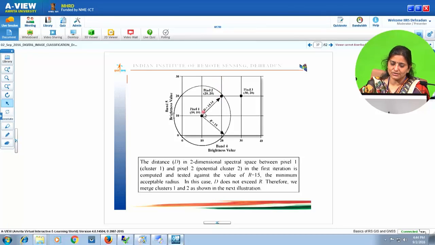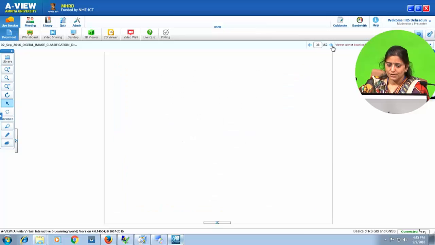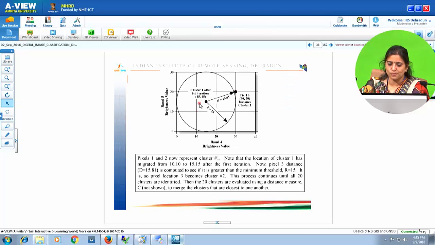To find that out, we will calculate the spectral distance between pixel 2 and the mean of cluster 1. This spectral distance D comes out to be 14.14. This is less than the R distance, so pixel 2 will be merged in cluster 1. Once our cluster has these 2 pixels, the mean of the cluster gets shifted and is now at the 15, 15 location.